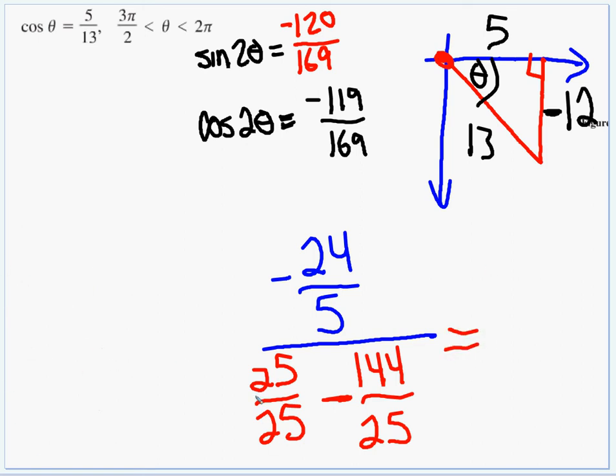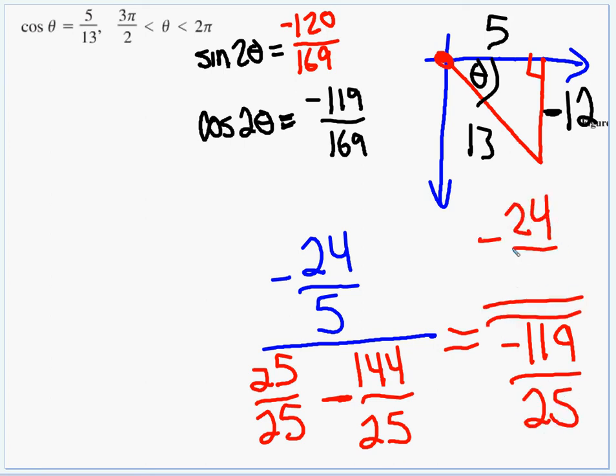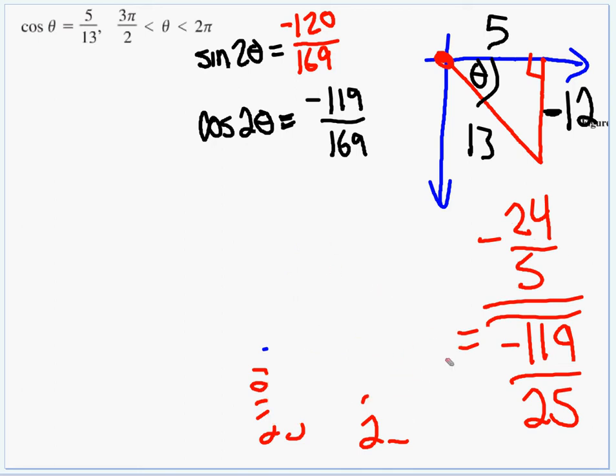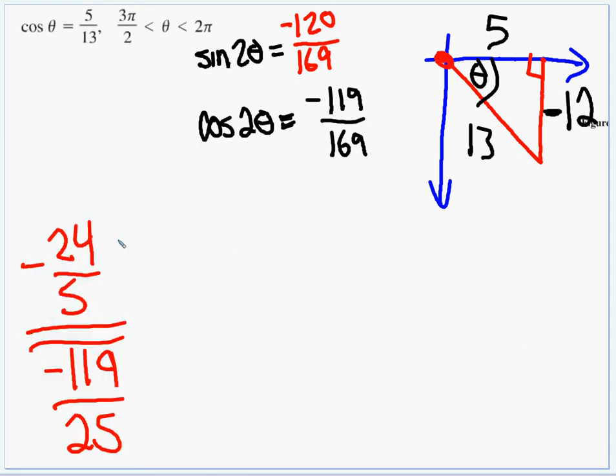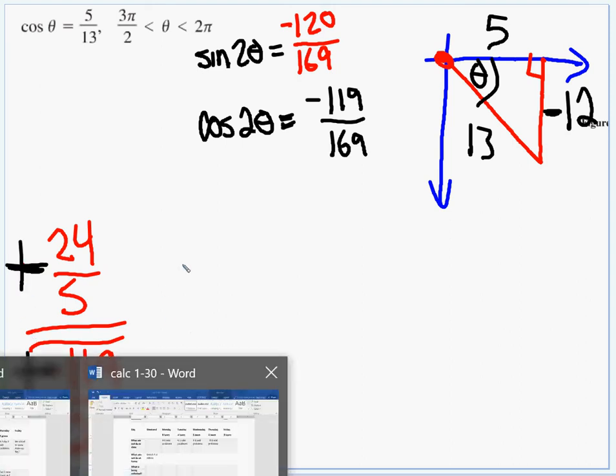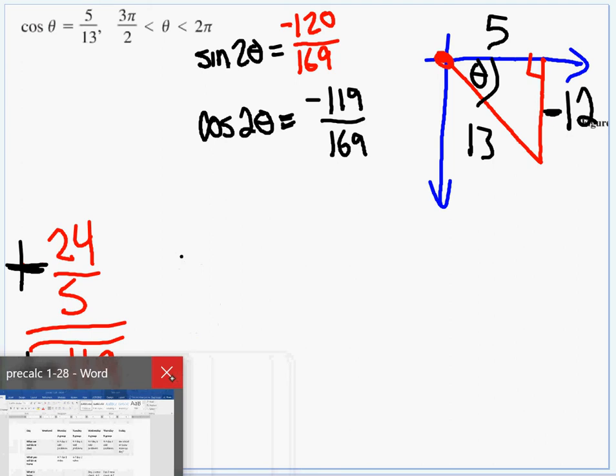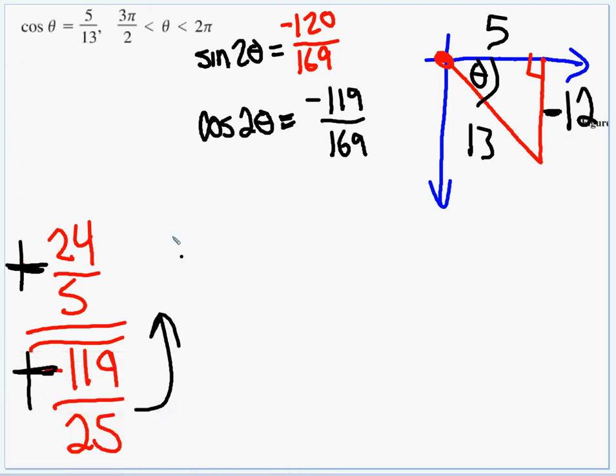Now, if we do that subtraction, 24 minus 144, that is negative 119 over 25. And that is under this negative 24 fifths. So we've got one fraction divided by another fraction. We know what's going to happen now. We're going to flip and multiply. Actually, before we even flip, let's get rid of those negatives. Negative numerator, negative denominator, those are going to cancel. Bring this up and flip it. So now it's 25 over 119.